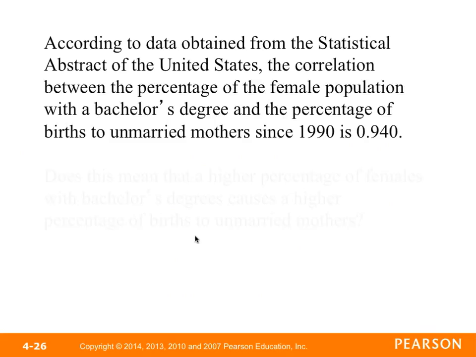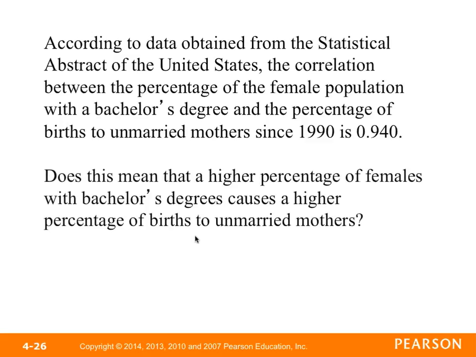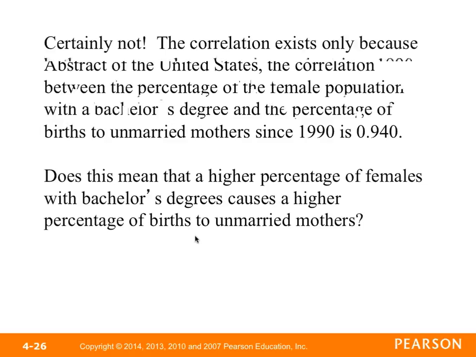Okay, objective 5 is to explain the difference between correlation and causation. According to data obtained from the Statistical Abstract of the United States, the correlation between the percentage of the female population with a bachelor's degree and the percentage of births to unmarried mothers since 1990 is 0.940. So we want to know, does this mean that a higher percentage of females with bachelor's degrees causes a higher percentage of births to unmarried mothers? Certainly it does not. The correlation exists only because both percentages have been increasing since 1990. It is this relation that causes the high correlation.